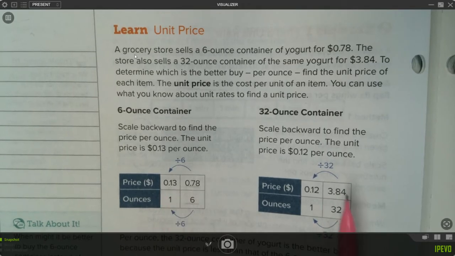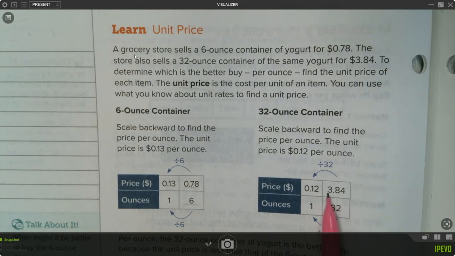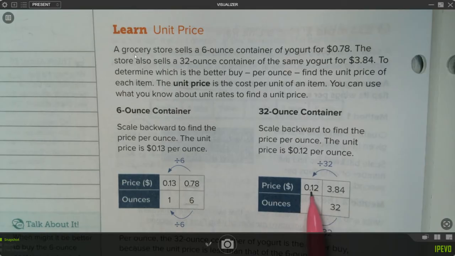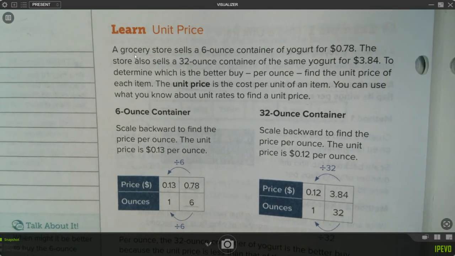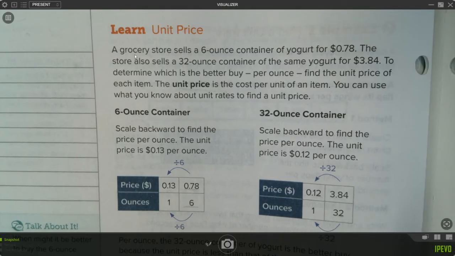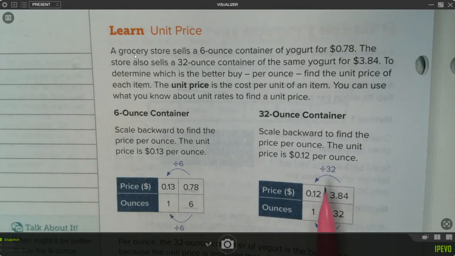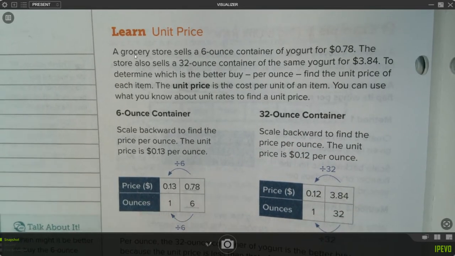We would do the same thing with the 32-ounce container, taking the price, dividing by the ounces, and you would figure out that the price here would be 12 cents per ounce. Now, because we're looking for the better buy, in this case, we're looking for the smaller price. So the best buy here would be the 32-ounce container because 12 cents is less than 13 cents.